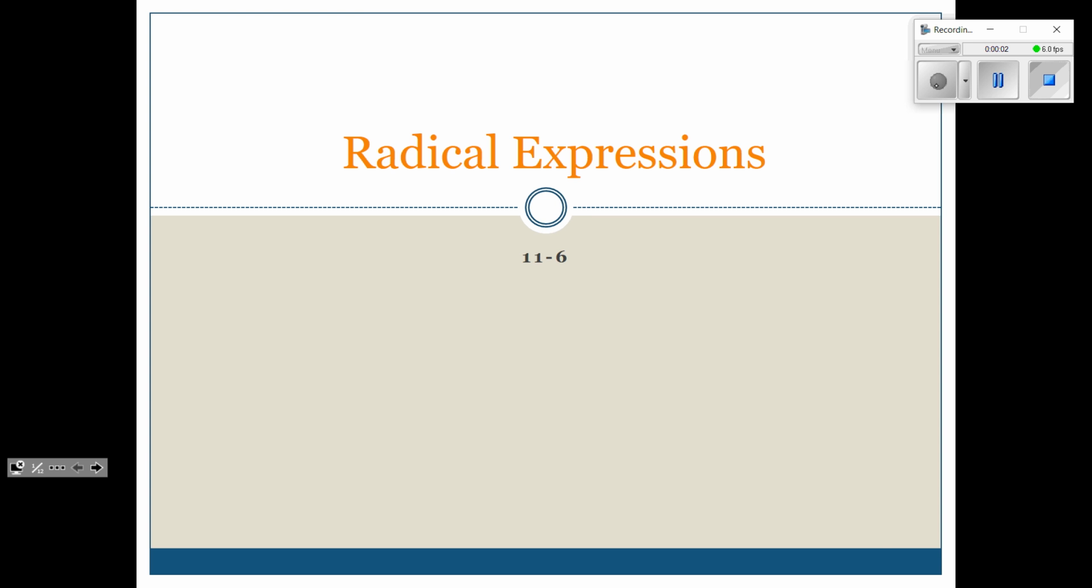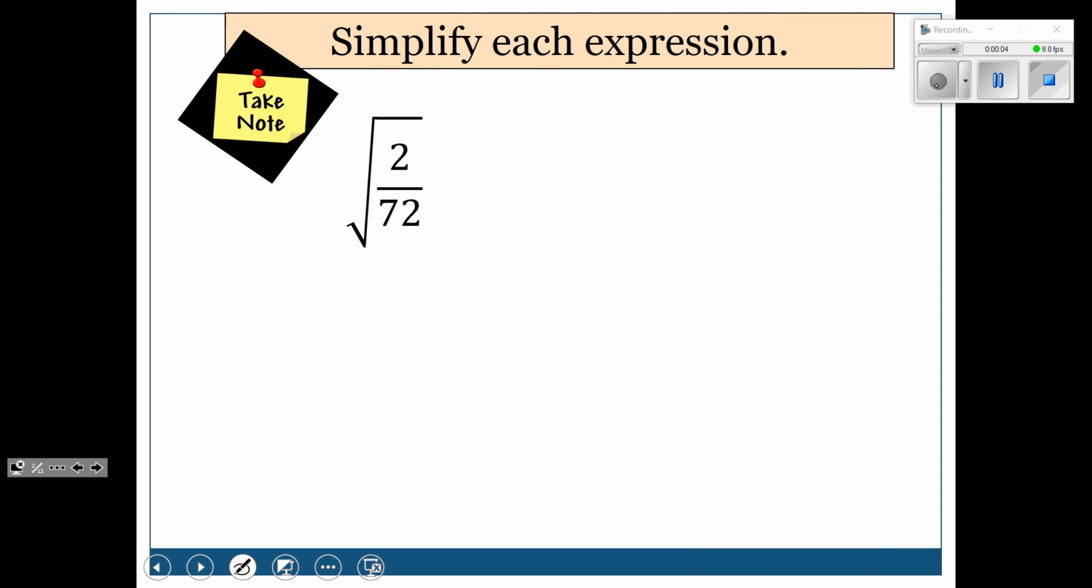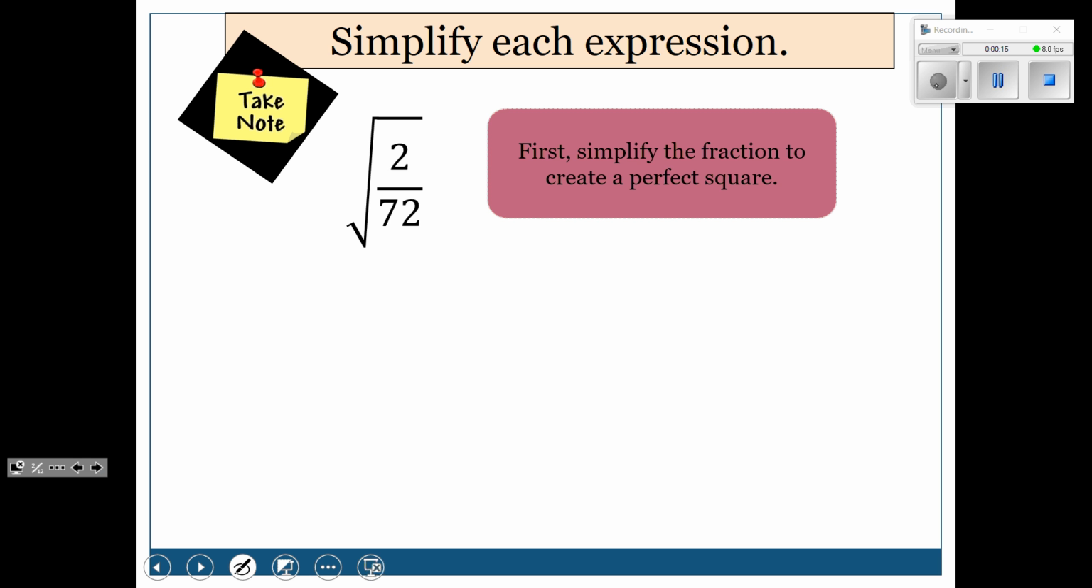This is our part 2 in simplifying radical expressions. Here we see our square root sign, or our radical sign, and underneath this time we have a fraction, 2/72. The first thing we want to do is see if we can simplify anything underneath the radical sign. We can simplify the fraction 2/72 by dividing both the numerator and the denominator by 2. When we do that, underneath the radical sign, we have the simplified fraction of 1/36.